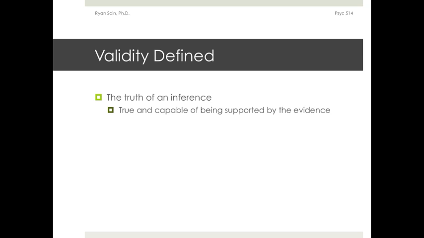So here we go. The truth of an inference. So what we're talking about, the truth, so the accuracy of the conclusion, right? The inference, you do a study and you draw a conclusion based on that. That conclusion is the inference. That's what we're talking about. So quite simply, validity is referring to the truth of one of those inferences, right? In other words, is it true and capable of being supported by the evidence?